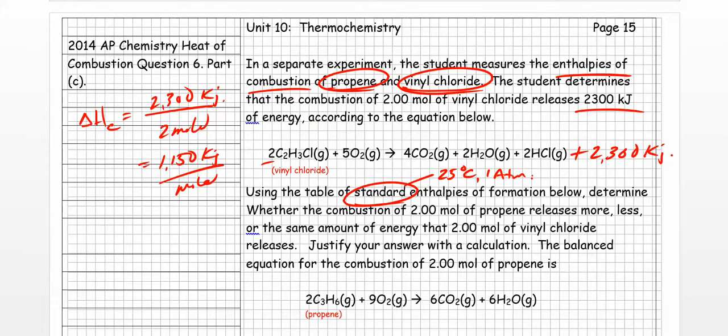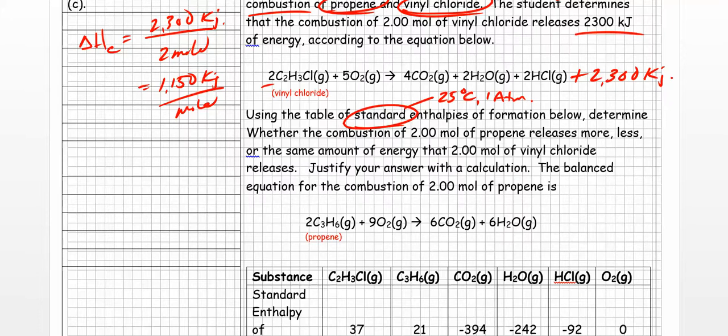The balanced equation of the combustion of 2.0 moles of propene is this. So now they're giving me another equation, this time with propene. They're saying that propene is going to undergo combustion. I'm going to get CO2 and H2O, but I'm also going to get some amount of heat in kilojoules. And my job is to determine, using a table of standard enthalpies of formation, what the amount of heat released is, so that I can compare it to the 2,300 kilojoules of heat released by the vinyl chloride combustion. All right, so let's go.